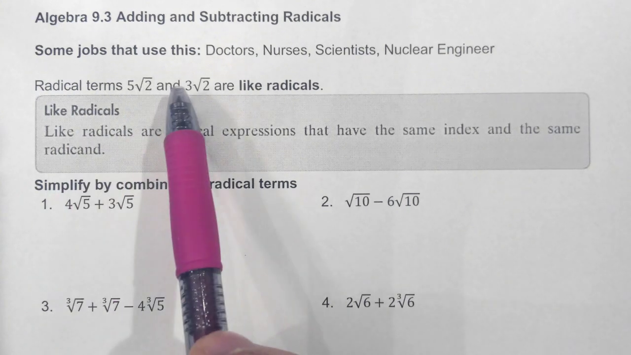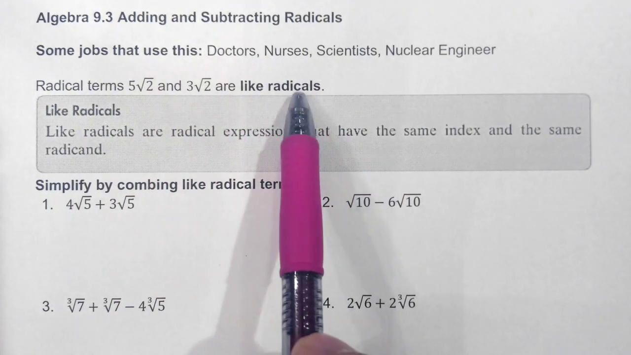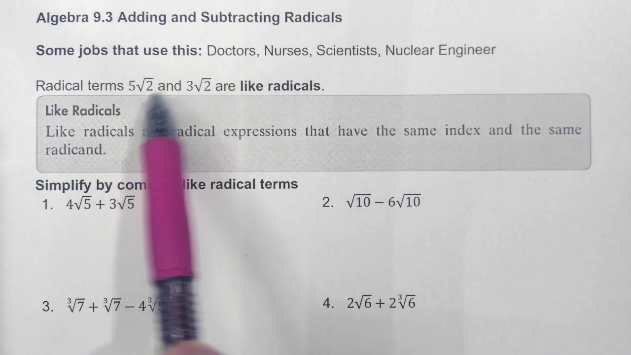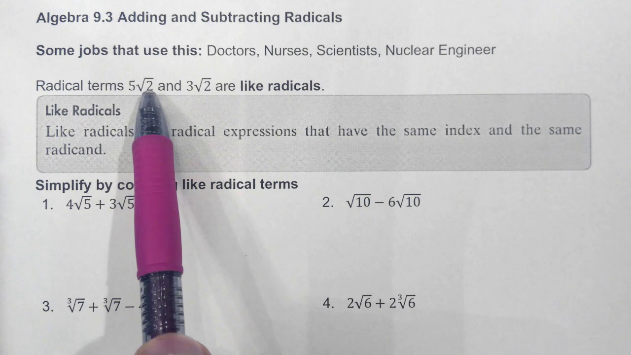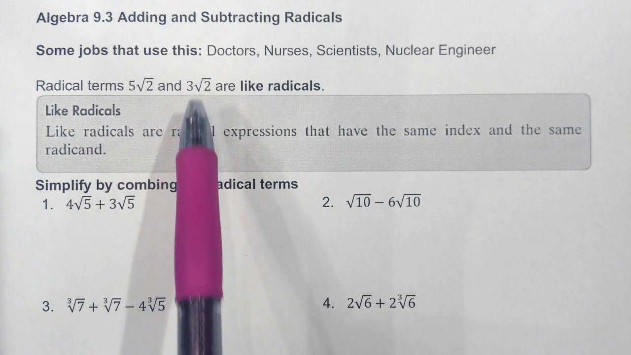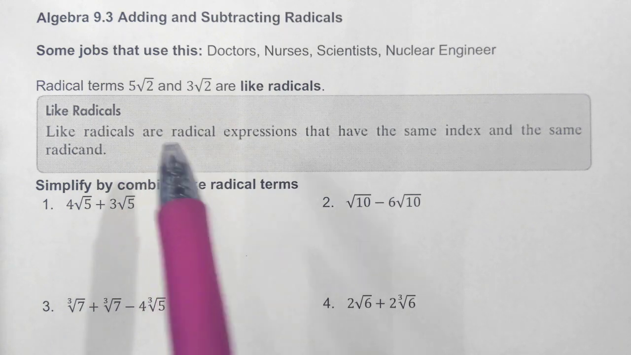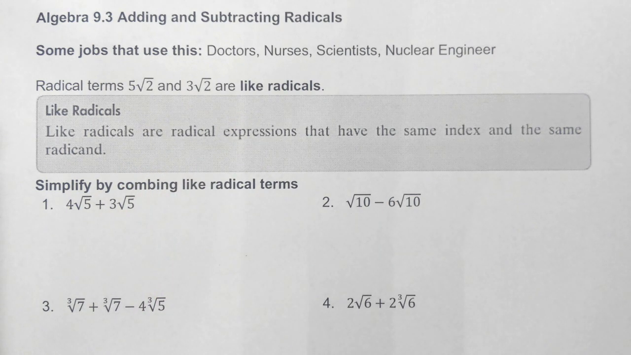First thing you need to know is what are like radicals. So like radicals have the same roots attached to them. So they have to have the same index and the same radicand, the number inside of the radical. So we're going to look at examples like that.